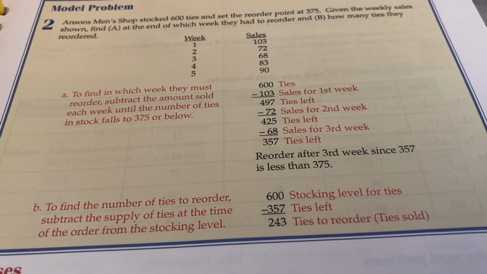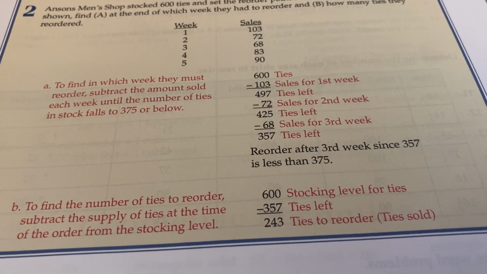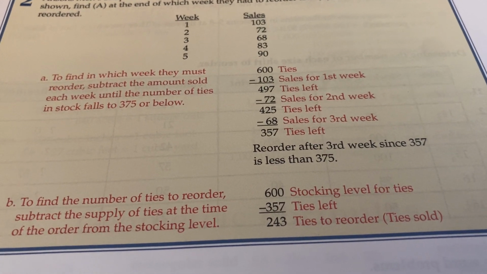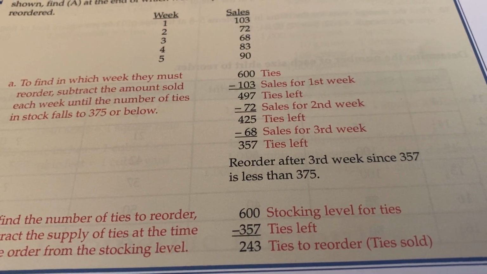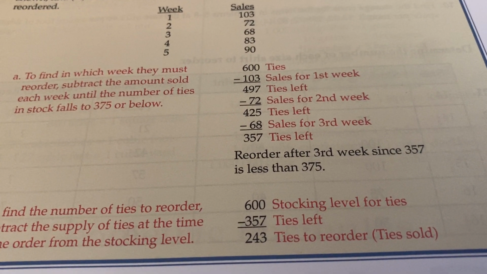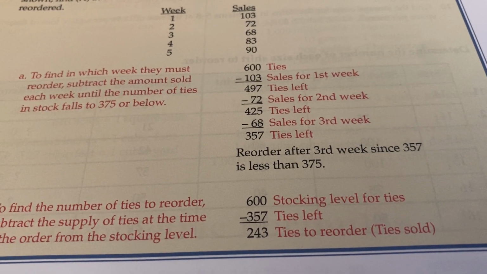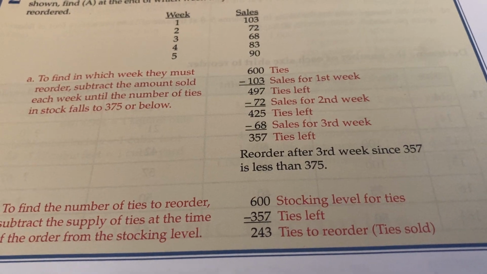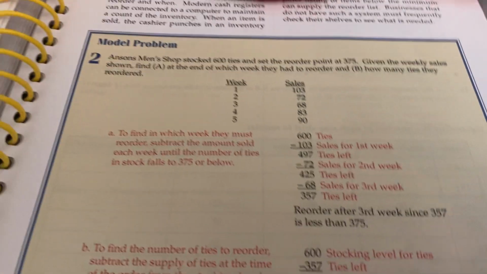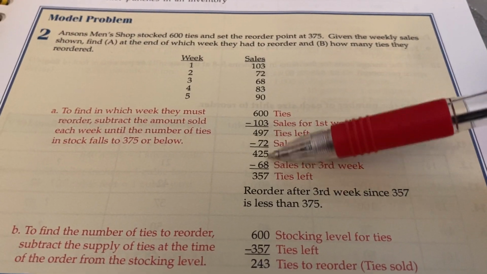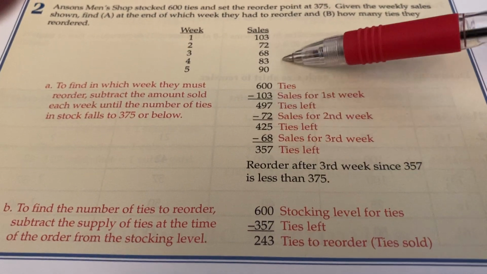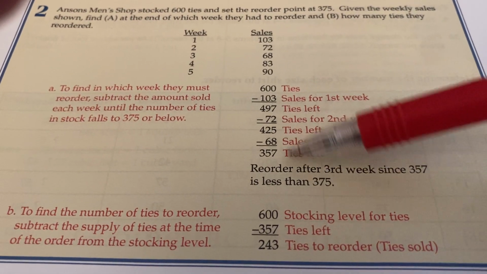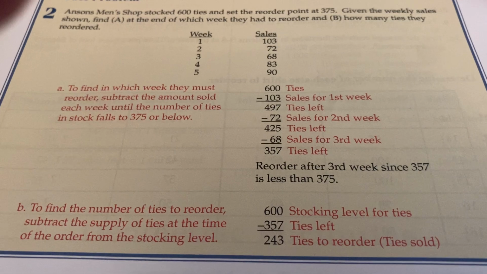To find the number of ties to reorder, subtract the supply of ties at the time of order from the stocking level. The stocking level for ties is 600, and the ties that are left are 357. So how many are you going to have to reorder? You're going to have to reorder 243 more ties to make your stocking level of 600. This is pretty easy. You just look and see how much you sold each week, and then how many you have left. You need to keep it up to 600, so you subtract 357 left, and you need to reorder 243 ties.